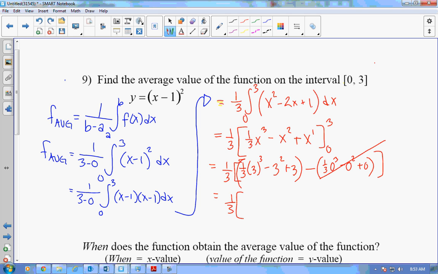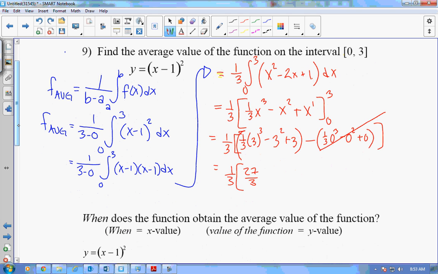One-third. This seems like a problem we've already done. Didn't we just do this one? Was this the one we did for M&Ms? No? Different? Okay. 3 cubed is 27 over 3, minus 9 plus 3. Isn't 27 over 3 just a nice pretty number? Isn't it 9? And so these cancel, because 9 minus 9 is 0. So we have 3 over 3, which equals 1.